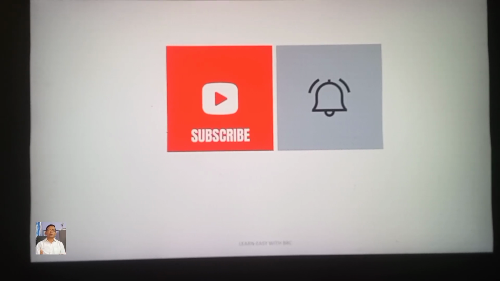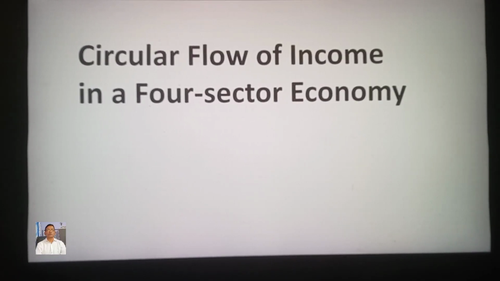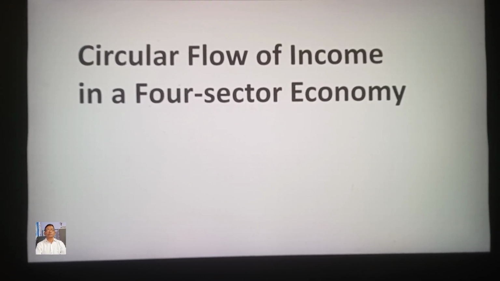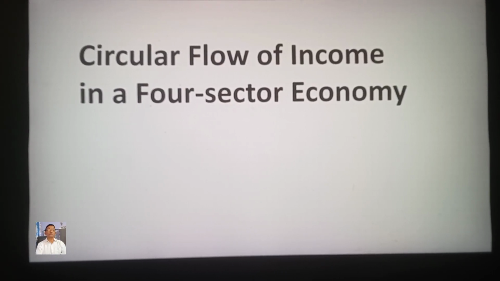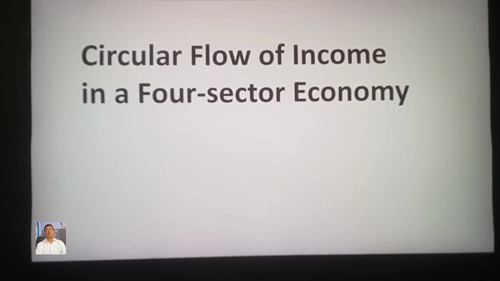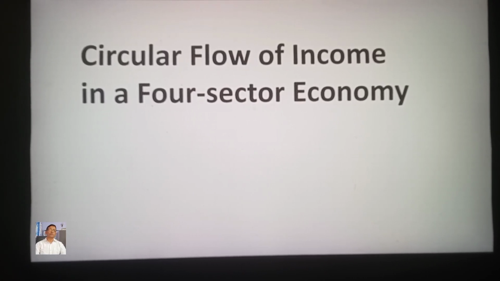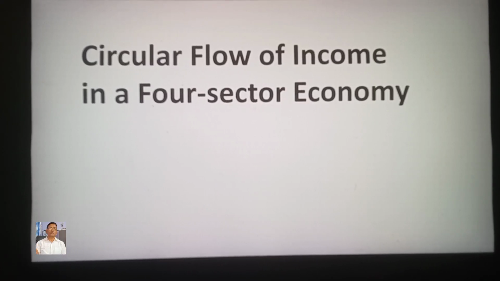Now, let us see flow of income in a four-sector economy. Besides households, firms and the government, the foreign sector also plays a crucial role in an economy. Therefore, the circular flow in a four-sector economy consists of households, firms, government and the foreign sector.